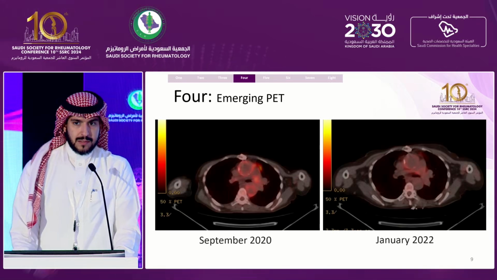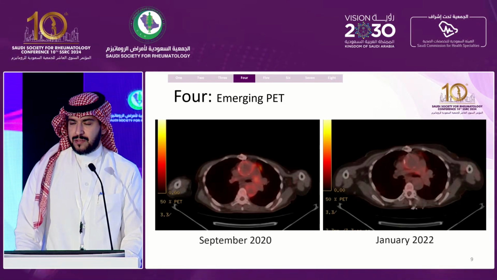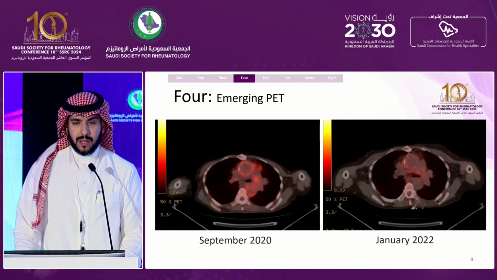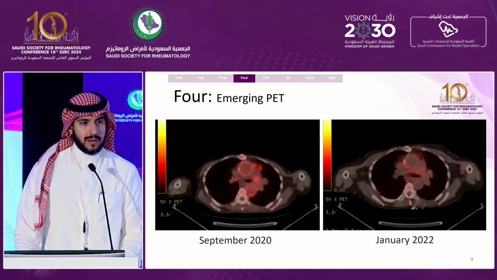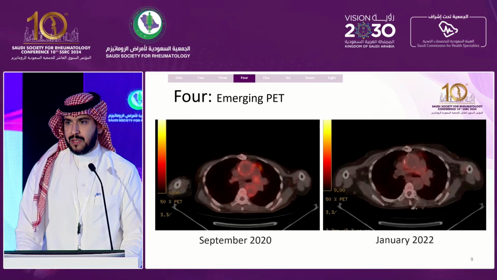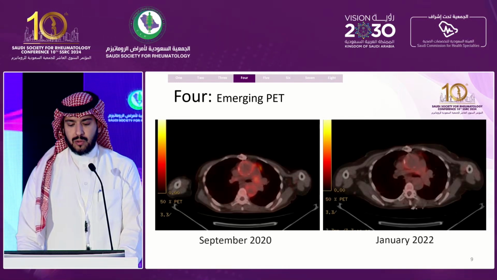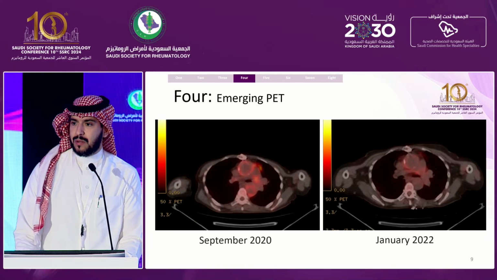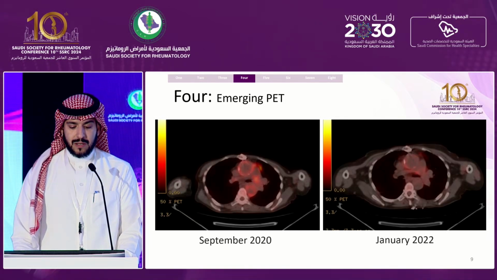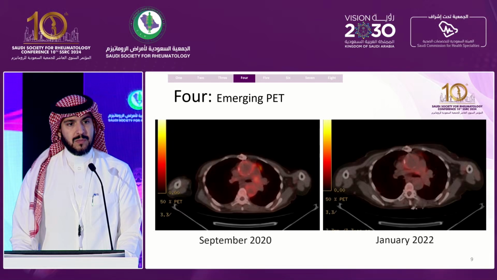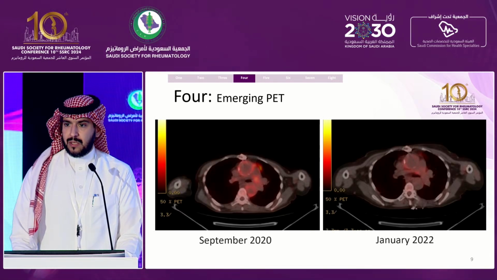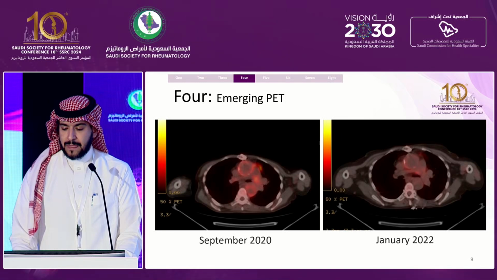So this is a case that is followed at the vasculitis clinic in King Faisal Specialist Hospital in Riyadh, where PET scan was really important and cardinal in diagnosing this patient, who is almost a 50-year-old female. We can see on the left-hand side in September 2020, the PET CT showed a very clear enhancement in the ascending and descending aorta, and also the arch, with some activity that helped us in diagnosing that.